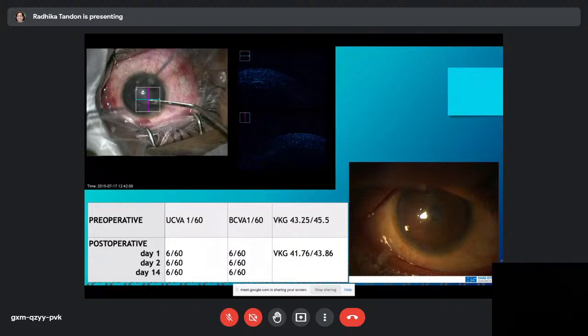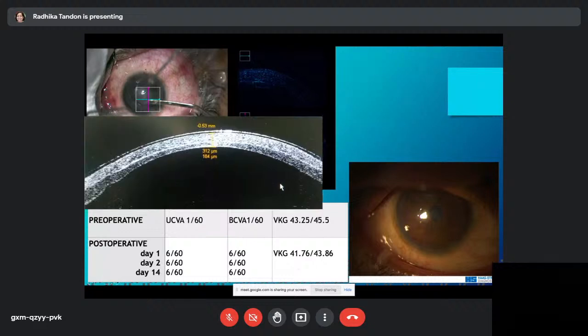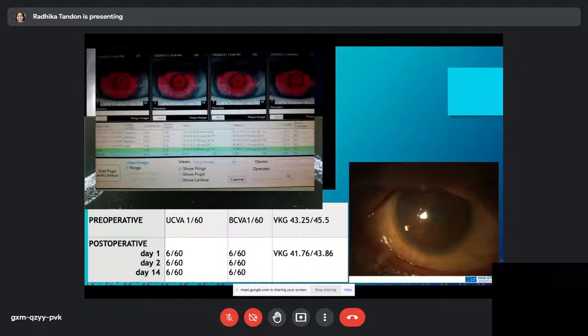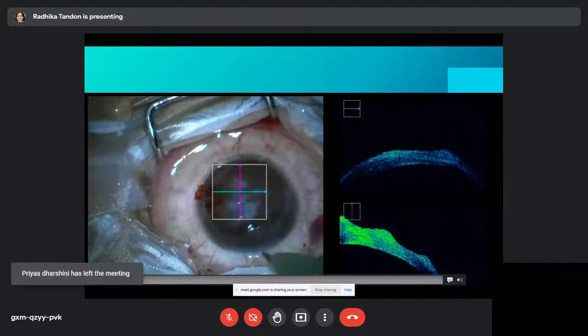So you can see the patient improved, regained the required vision, and had a minimal change in the astigmatism. This was the patient's OCT showing the cornea and also showing the regularity of the cornea. These things are important because you have to remember when you use a sutured graft or a suture-less graft, the main problem is that one wants to control the astigmatism perfectly.